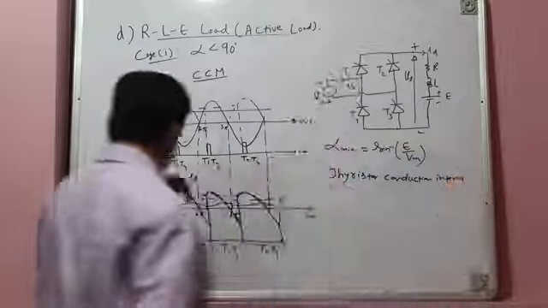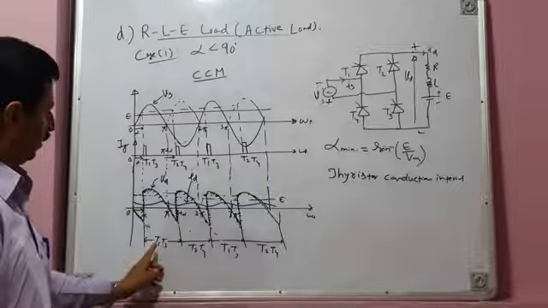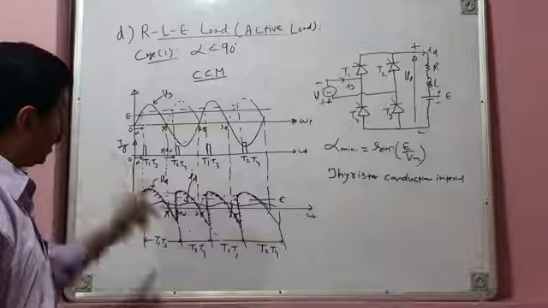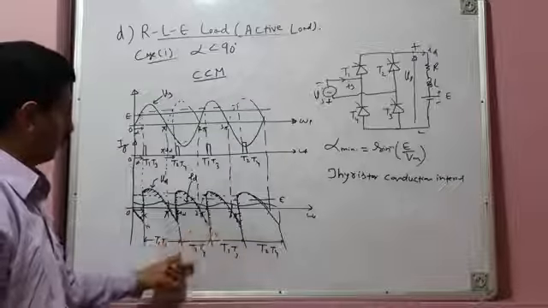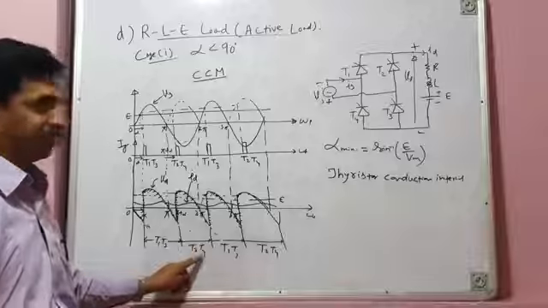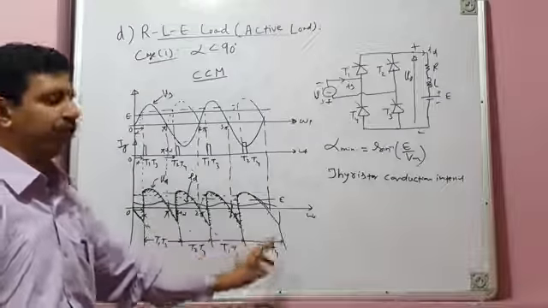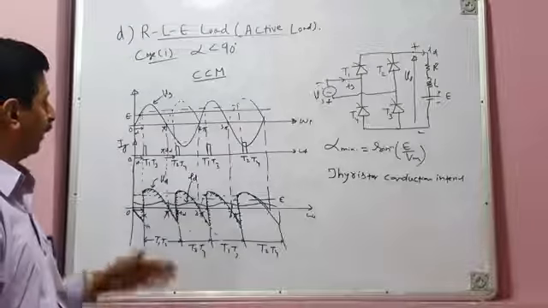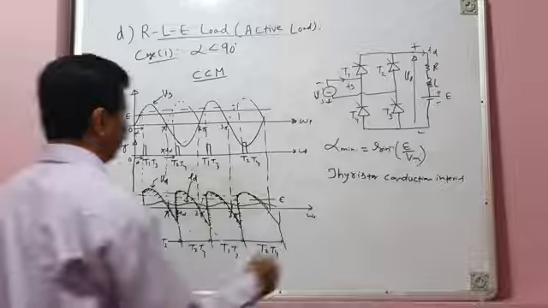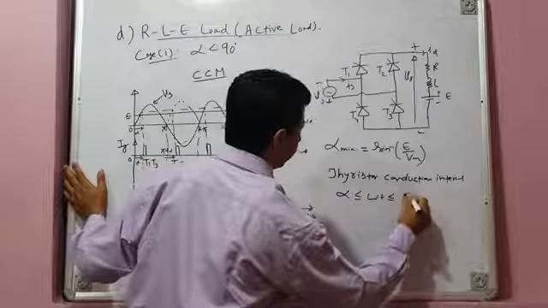For example, your thyristor conduction interval is from alpha to pi plus alpha, and during this period the T1, T3 pair of thyristors is conducting. And from pi plus alpha to 2 pi plus alpha, you have again a thyristor conduction interval, during which the T2, T4 pair is conducting. And then again the T1, T3 pair conducting, then again the T2, T4 pair conducting. You don't have any coasting interval here. So you have only thyristor conduction interval, that is from alpha to pi plus alpha.